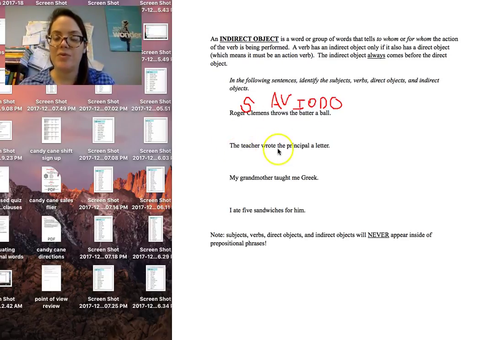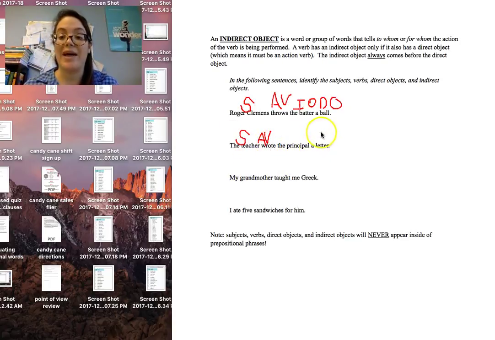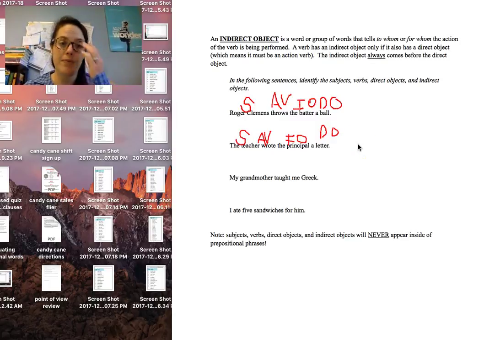All right, next one. The teacher wrote the principal a letter. Same thing. Teacher is my subject. Wrote is my verb. That's what they're doing. And again, it's an action verb. So the teacher wrote what? The teacher wrote a letter. So that's going to be my direct object. And then wrote the letter to whom? That's going to be the principal, my indirect object. And notice my indirect objects come before my direct objects.